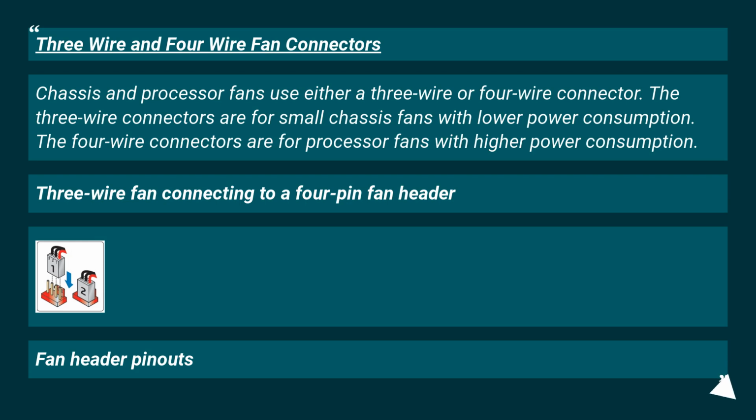Three-wire and 4-wire fan connectors. Chassis and processor fans use either a 3-wire or 4-wire connector. The 3-wire connectors are for small chassis fans with lower power consumption. The 4-wire connectors are for processor fans with higher power consumption. 3-wire fan connecting to a 4-pin fan header.